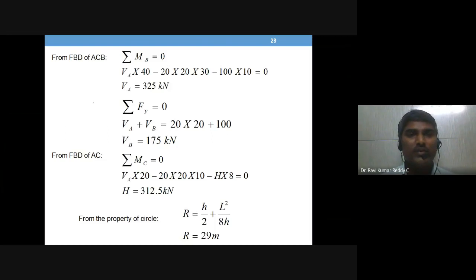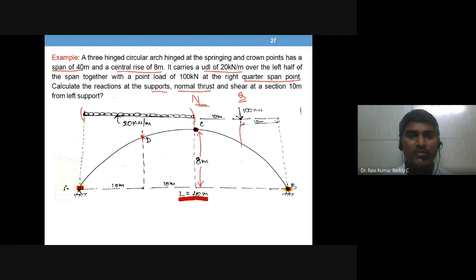First, taking free body diagram of the entire arch. Remember, my dear students, first take the free body diagram of the entire arch. What does it mean? So this is the arch. Free body diagram means remove the support, apply the reactions. So this is a reaction here. This is a reaction, which means vertical reaction and horizontal reaction. You can name it according to your convenience.